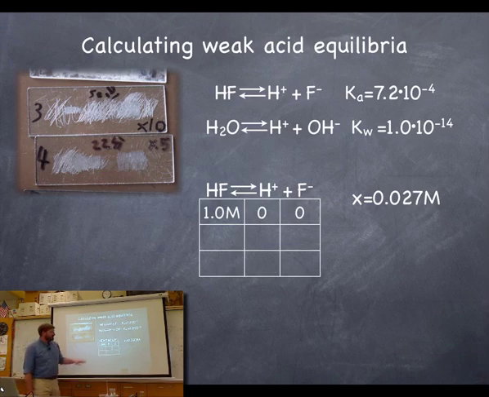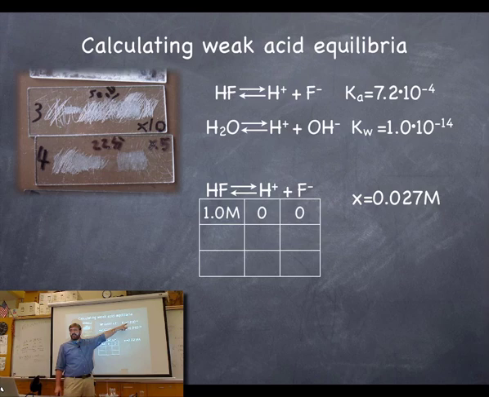So you can do this. You're going to have x, x, and negative x. 1.0 minus x, x, and x. Plug into the equilibrium expression and do the 5% rule. Say 1 minus x, oh, 1 minus x is basically 1. And so then you have x squared equals 7.2 times 10 to the negative 4. Square root of this is that.